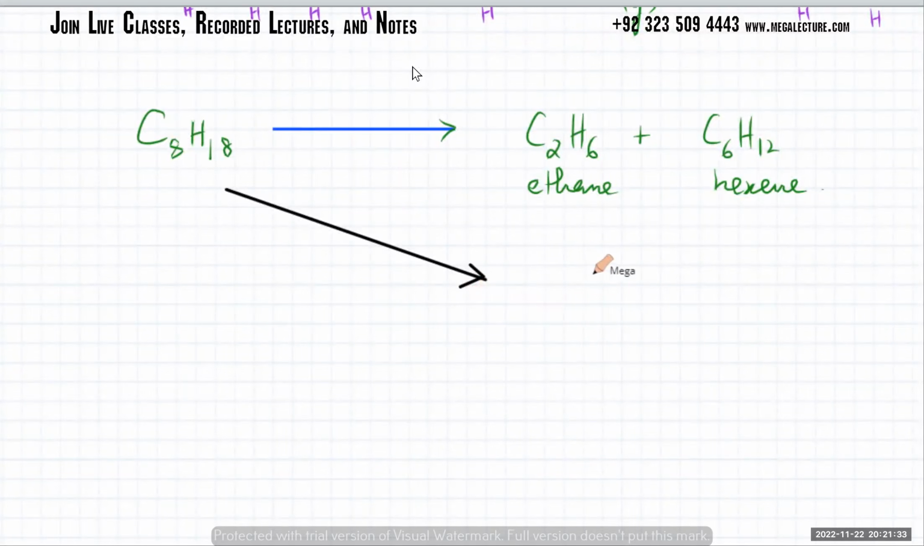उसी तरह आप इसको कहीं और से भी क्रैक कर सकते हो. Maybe you might have a methane molecule. So एक methane आता है, I've got 7 carbon atoms. So I've got let's say C3H6. So that is an alkene.